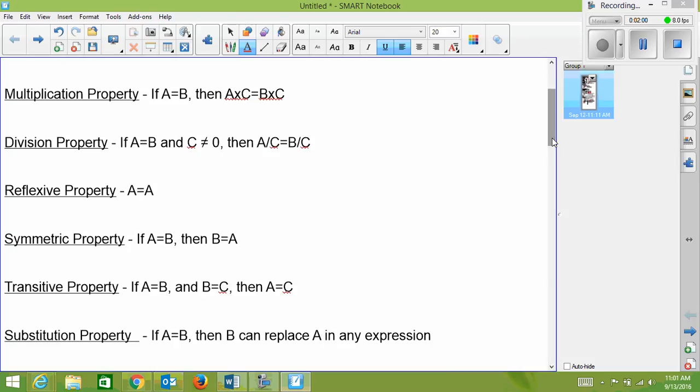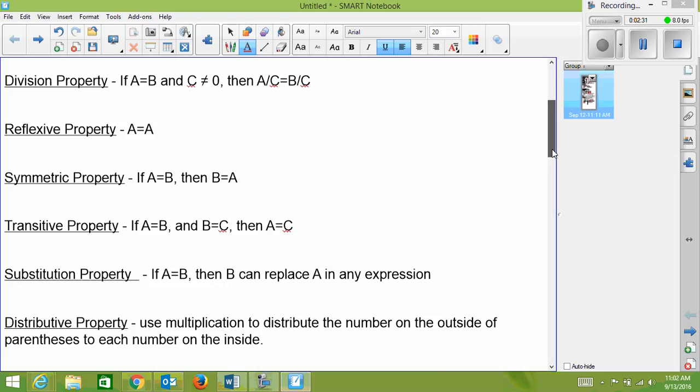Transitive property: if A equals B and B equals C, then A must also equal C. Okay, let me say that again. If A equals B and B is equal to C, then A would be equal to C. Substitution property: if A equals B, then B can replace A in any expression. And that's something we've been using all along. You just need to know the name for it as we're going through the proofs.